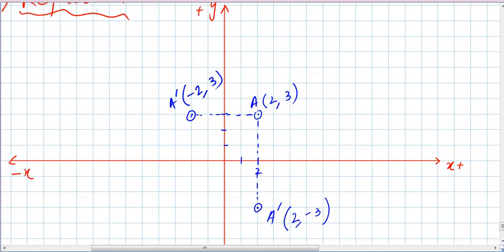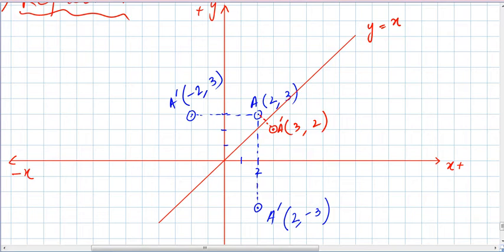If we use the line y is equal to x as a line of reflection, for example, if I am using the line y is equal to x for the line of reflection, so you will see that the point 2, 3 becomes 3, 2 after the reflection.